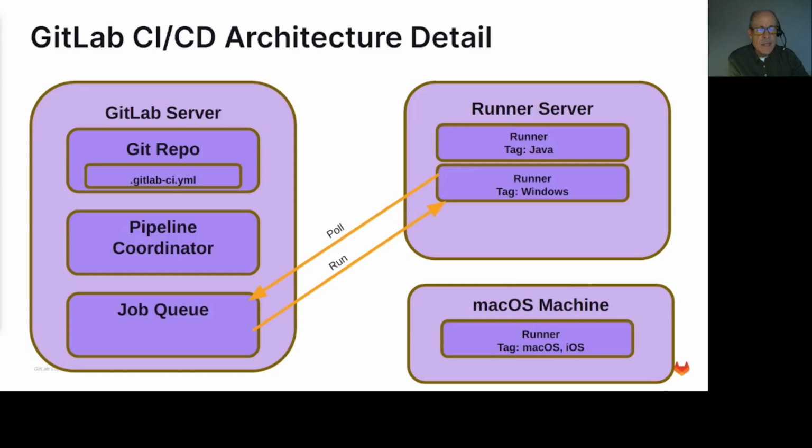GitLab runners, the second of the two user-facing aspects of GitLab CI/CD, are constantly polling the job queue looking for jobs they're allowed to run. When the runner sees a job that it can run, it will grab it out of the queue, pull the code, and run the job as specified in the GitLab CI YAML file.